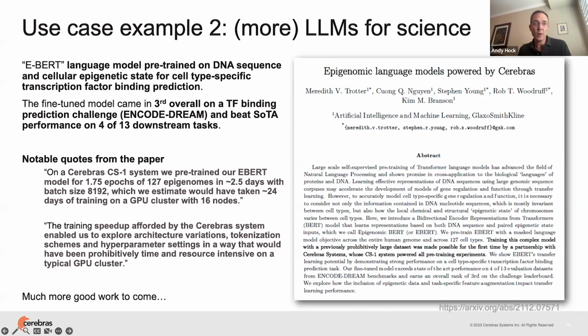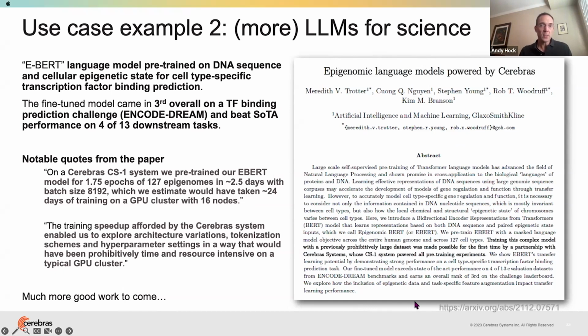The underlying work is ongoing, where they pre-trained a BERT-style language model on both DNA sequence data as well as cellular epigenetic state data represented as a sequence for cell type specific transcription factor binding prediction. The fine-tuned model came in third overall on a transcription factor binding prediction challenge called ENCODE DREAM, and actually beat state-of-the-art performance on a number of downstream tasks associated with transcription factor binding. So the model worked and exceeded state-of-the-art on multiple dimensions.